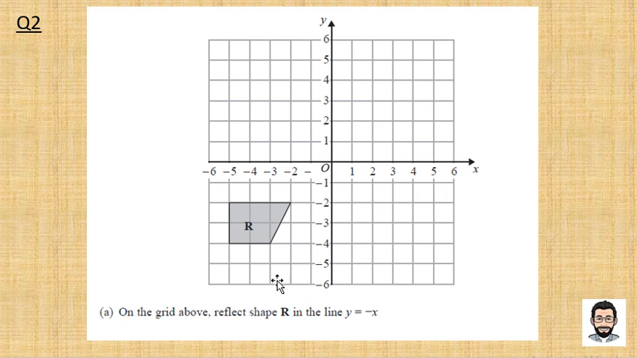On the grid above, reflect shape R in the line y equals negative x. So he didn't draw the line. So it's very important to remember that y equals negative x means the decline here. I'm going to draw here a line passing through all of these diagonals of these squares on the grid. So look at this. I'm going to draw here this line. You have to use the ruler.